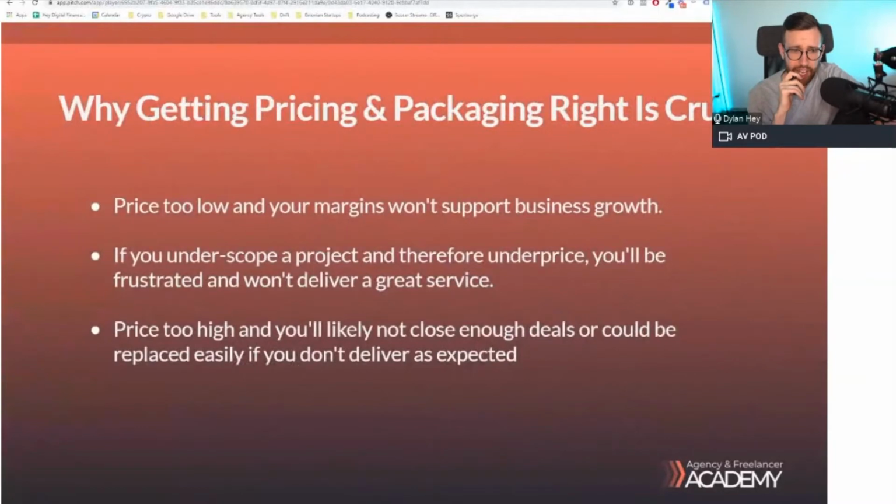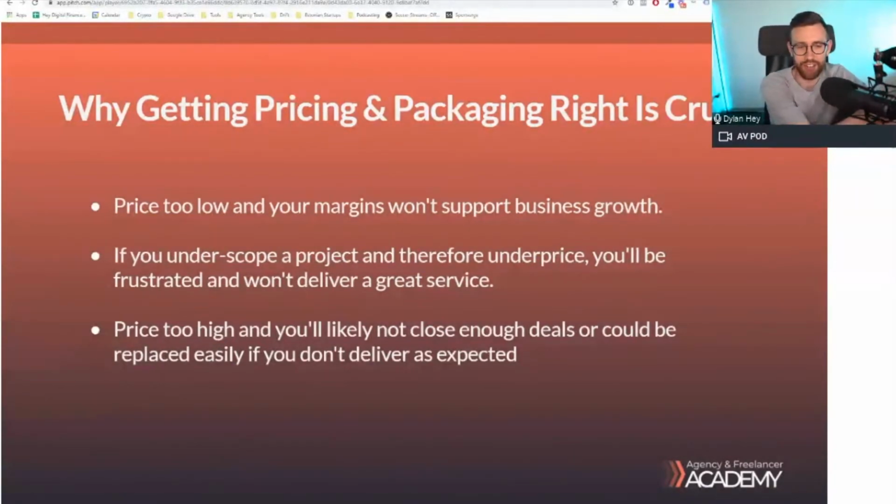Now, I've learned over the last 3 years, and I think just in general, that it's super hard for agencies to get pricing right. I don't really think there is a right or a wrong, but this is one of the most important aspects to try and get working well for your business in order to grow in a sustainable way. Because if you price too low and you have low margins, that's not going to support business growth, and there's no point doing things if your margins are super thin, right?